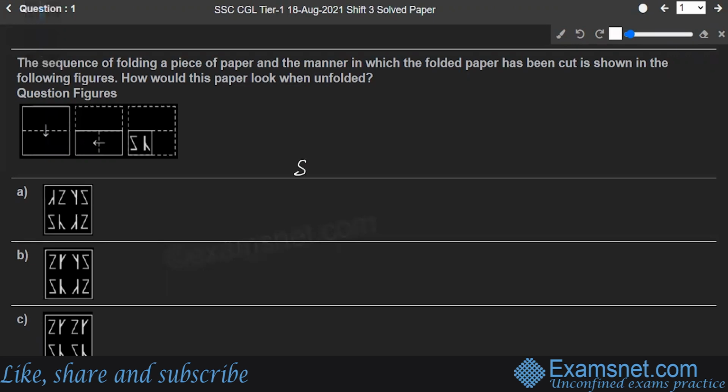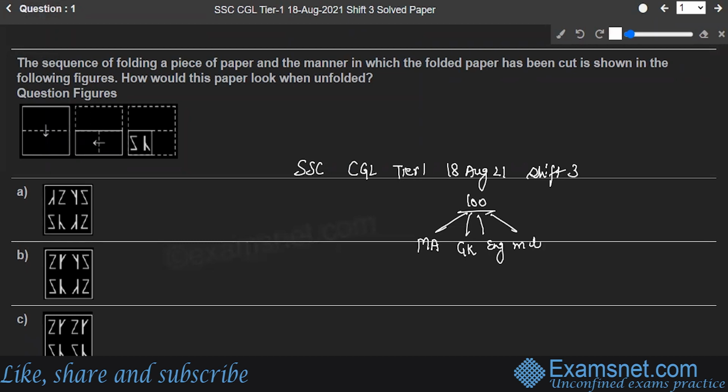Today we'll be solving SSC CGL Tier-1, 18 August 2021, Shift 3 paper. This paper has about 100 questions. There are 4 sections, 25 questions from each section: mental ability, GK, English, maths. So 25 questions will be there from each of the sections. Let's start with the paper. A very best of luck.